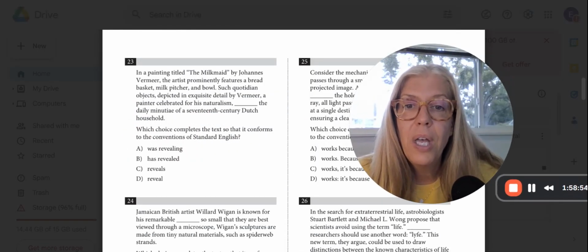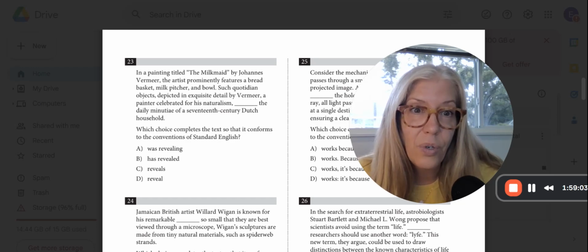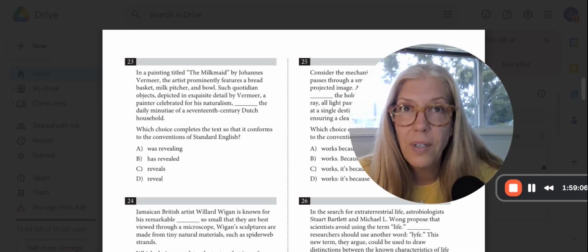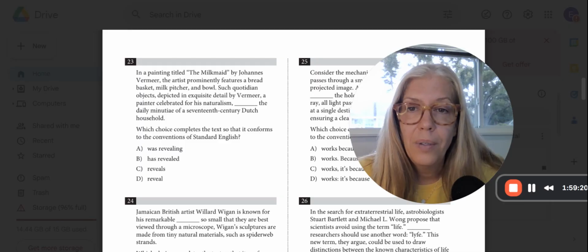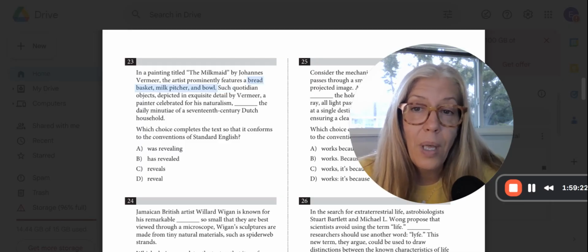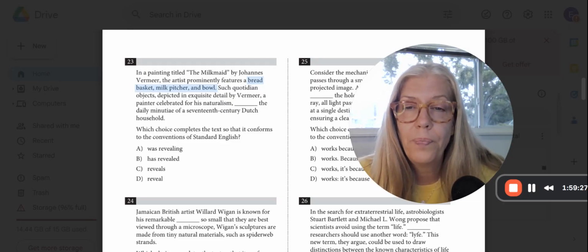All right, here's a big one. This one is big. There's a lot going on. It's a subject-verb agreement. I can see this is a verb. It's a thing that they're doing. Reveal, revealed, reveals, reveal. It's what they're doing. Yes. So, "In a painting titled The Milkmaid by Johannes Vermeer, the artist prominently features a bread basket, milk pitcher, and bowl." Okay, there's my first okay. I'm okay with this use of commas. It's a simple list. There's three things: bread basket, milk pitcher, and bowl.